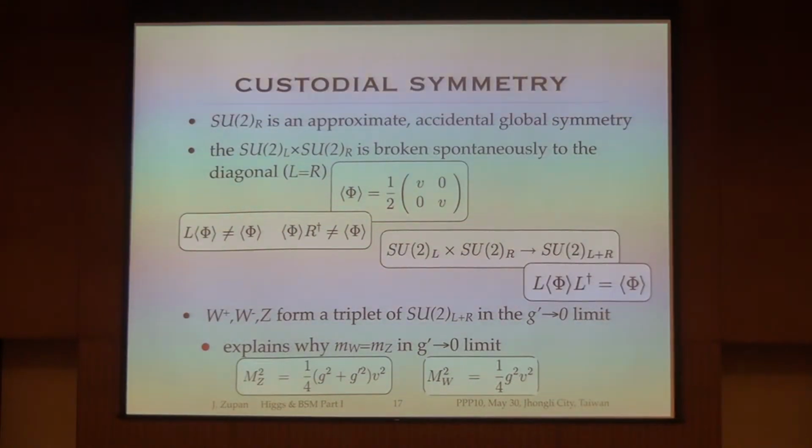Now, why am I even talking about this? Well, it's because now you can understand the formula that I had before for the masses. Remember, the Z mass was g squared plus g prime squared times v squared. But M_W squared was very similar, except that there's a g prime squared missing there. And now we know that if I take g prime to 0, I have this global symmetry. In this global symmetry, the W plus, W minus, and Z form a triplet. Therefore, the masses should be the same up to the g prime corrections.